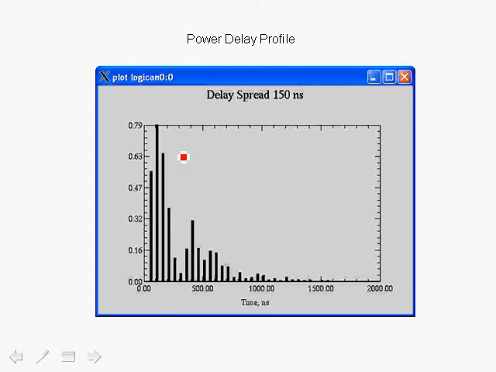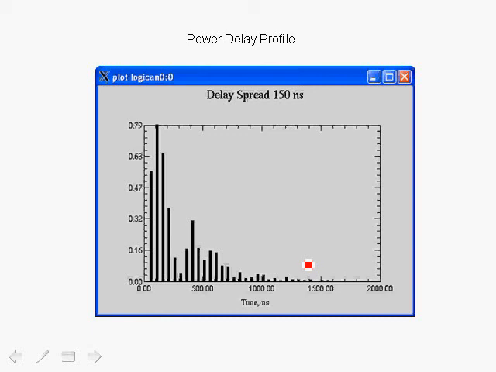Here we show the power delay profile. For the power delay profile, we plot the received impulse at a particular delay. We plot its power against the delay. And here's what we see for a typical multipath fading channel: the power delay profile exhibits an exponential decay in terms of the power as we increase the delay.